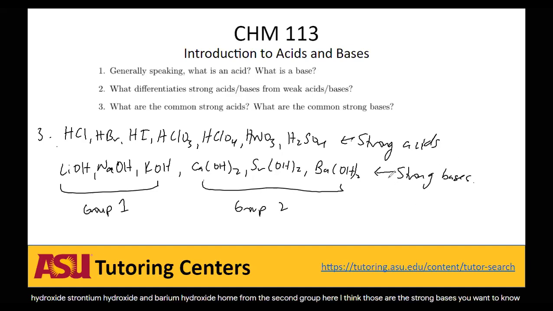So you have strong acids, strong bases. Notice that all of these include the hydroxide. Again, it doesn't have to include hydroxide to be considered a base. But as I mentioned, most of the bases, particularly the ones you'll be working with in Chem 113, 116, include a hydroxide element to them.